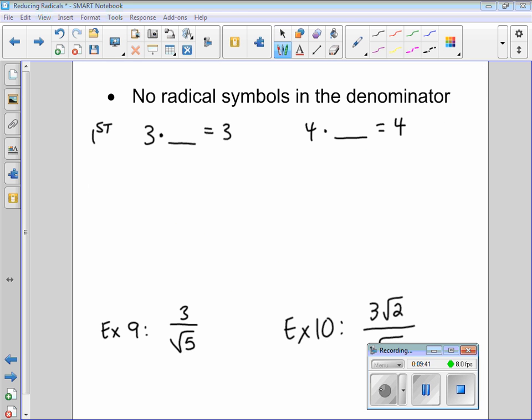So here's the thing. It says no radical symbols in the denominator. So I have to go back and cover something that you already know. 3 times what number gives me 3? So hopefully you said 1. 3 times 1 gives me 3. Look at the 4 one there. I'm thinking of a number that I multiply times 4 and I get 4. See if you can guess what number it is. Put me on pause if you need to, and then come back.